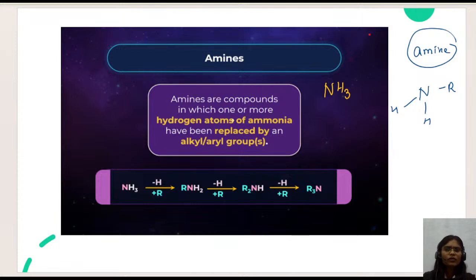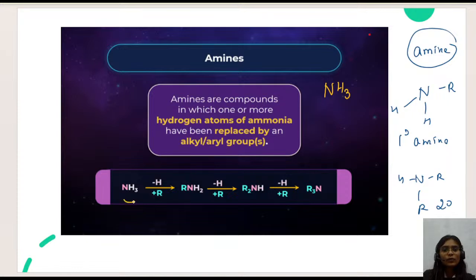When one hydrogen is replaced here, it becomes a primary amine. If two are replaced, it becomes a secondary amine. If all three are replaced, it becomes a tertiary amine. So this is how we end up with different kinds of amines. I hope this point is clear now.